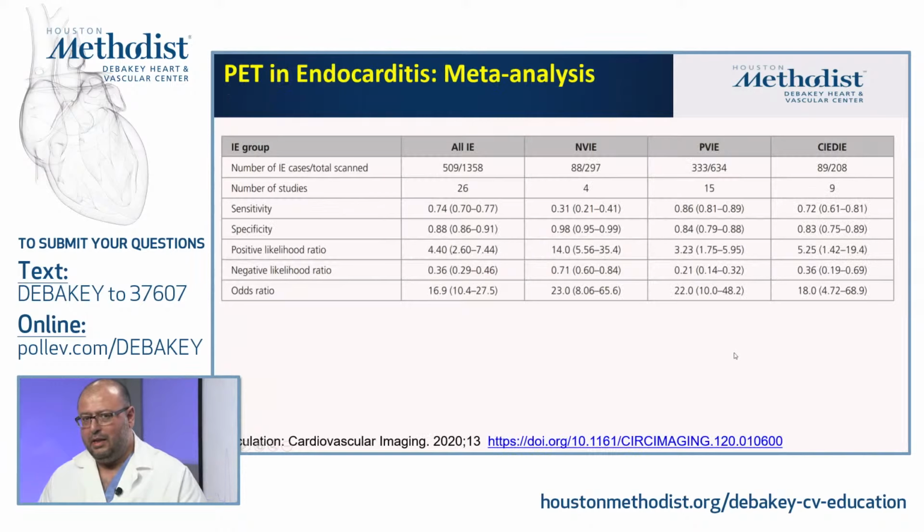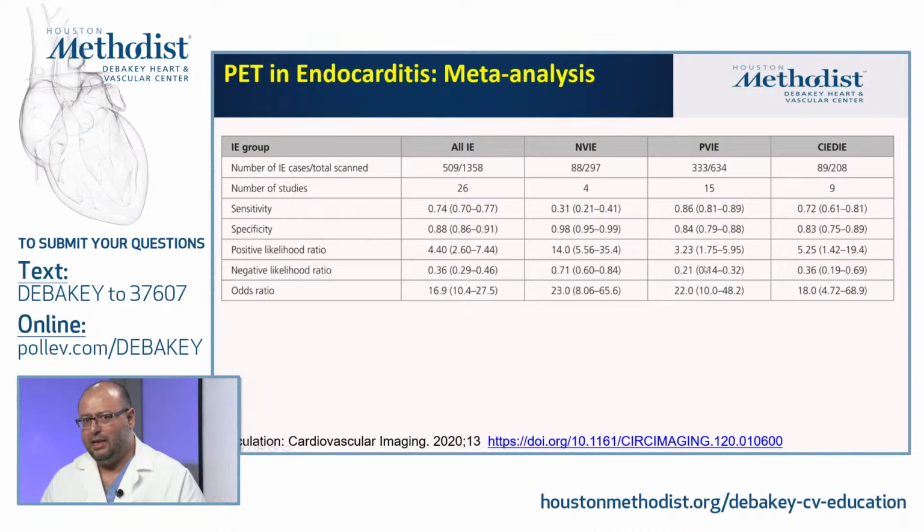In a meta-analysis that recently looked at these, you can see that the sensitivity to detect cardiac device endocarditis was about 72% and specificity 83%. And from a technical point for the fellows, we always tell them we want to look at the non-attenuation corrected images also, in addition to the attenuation corrected images, to help identify that.